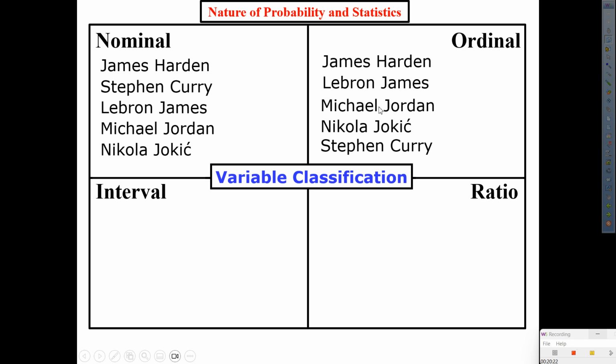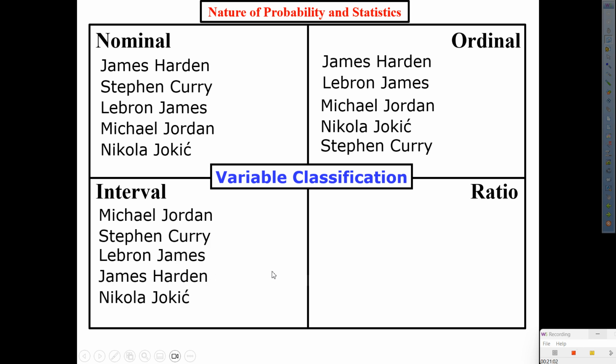So over here, the order doesn't matter. Over here, it did matter, but I'm going by what? Their first name and initial, right? J, L, M, N, and S. So I'm just ordering them by the initial of their first name. Interval has a very specific weight and importance, the order.